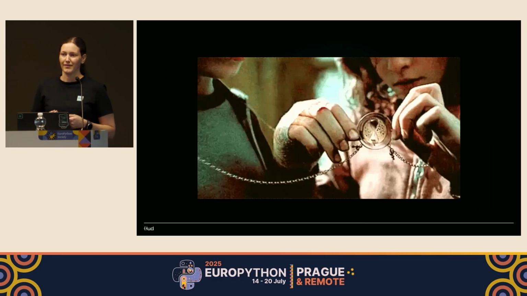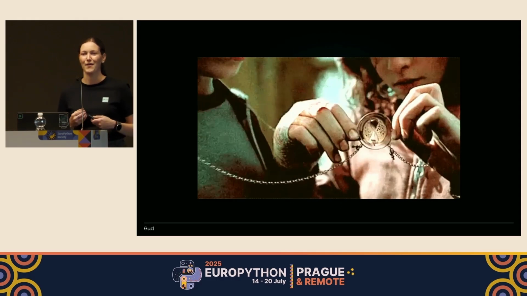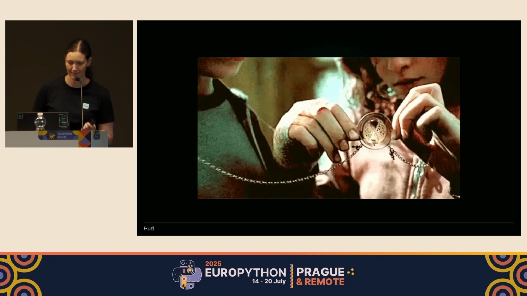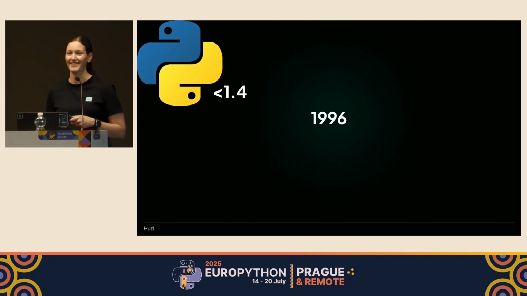But it wasn't always like that. So let's take a deep breath and go back in time and see how it actually evolved to being like that. We're starting in 1996, Python 1.4 or earlier. That was actually before the PEPs started, so I can't guarantee exactly when it was.